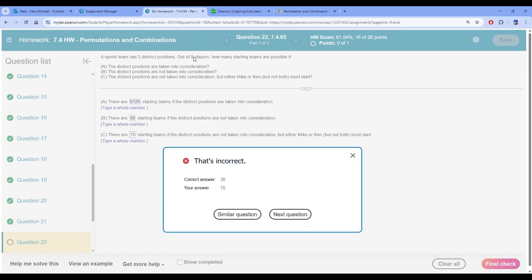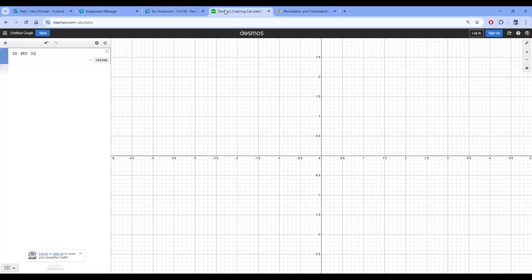I know why. Because not both. So if you think about this, it's like I have 2 people to pick from in the first one. Then I have 6 people to pick in the second one, because I can't use Mike. 6 times 5 times 4.